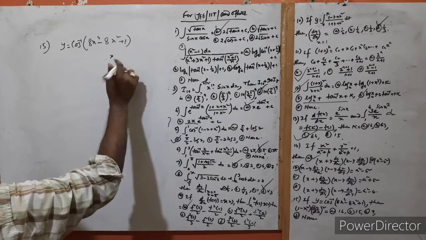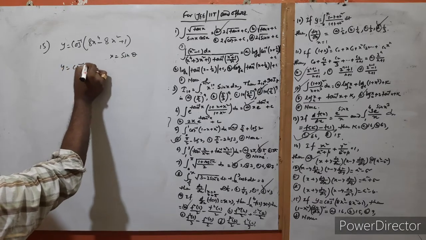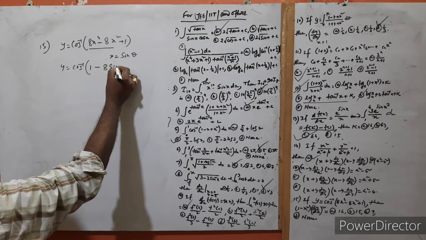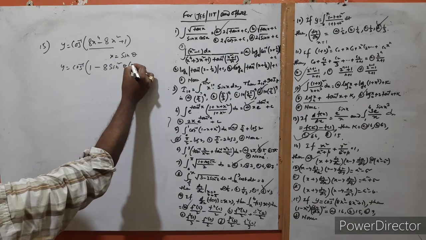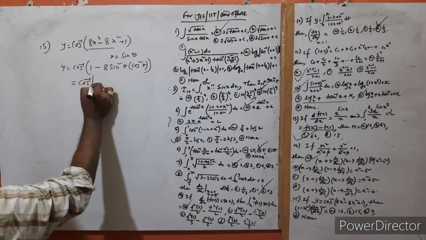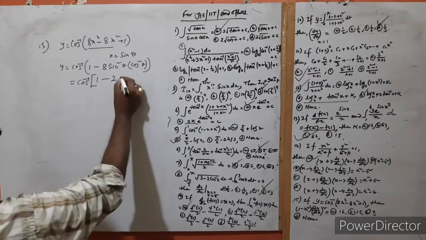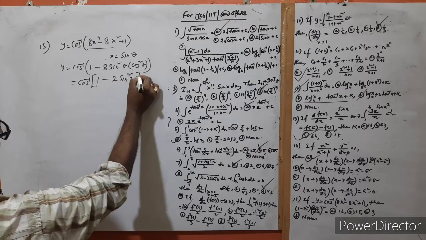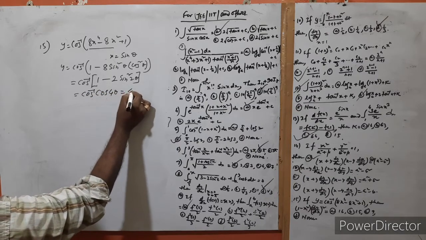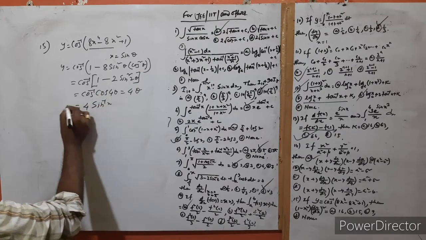Let us assume x as sin theta. Then put here cos inverse of 1 minus 8x square, this is sin square theta, and 1 minus x square is cos square theta. So this is cos inverse of 1 minus 4 sin square theta cos square theta into 2, this is sin square 2 theta. And cos inverse, this is cos 4 theta, this is 4 theta, and 4 sin inverse x.